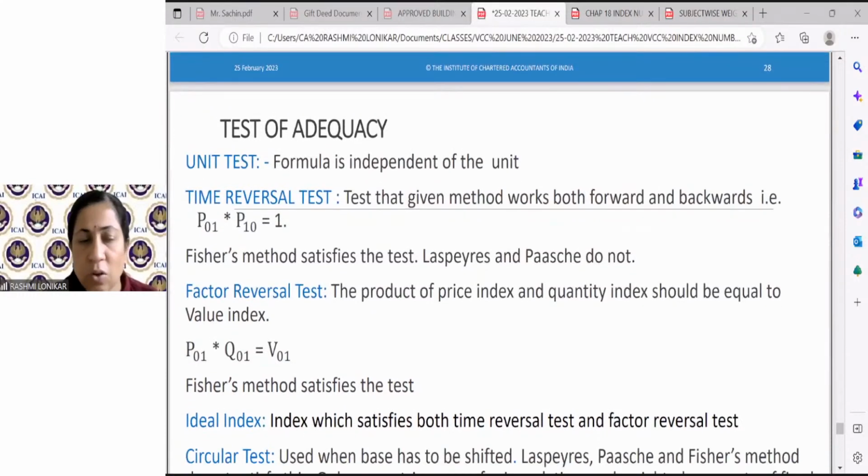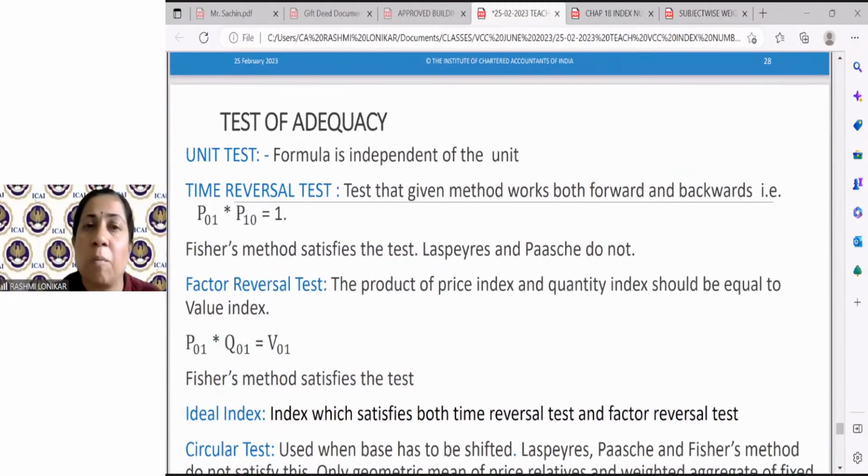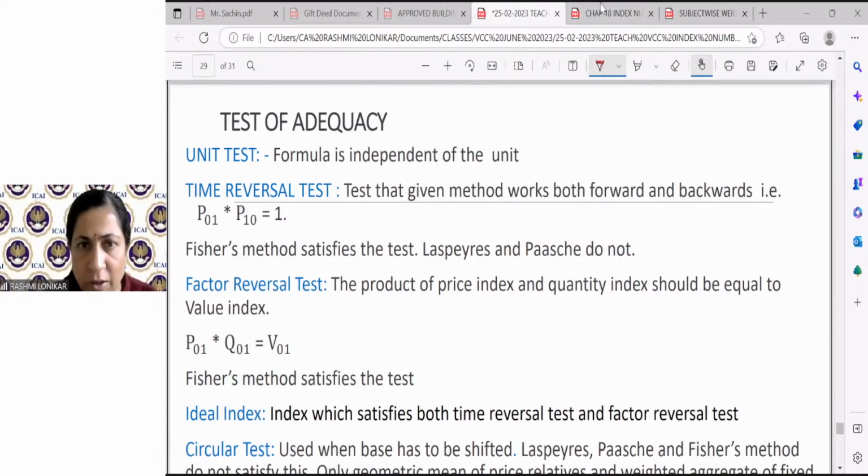So the first test we are talking about is the unit test. The formula is independent of the unit. Time reversal test means P01 into P10. If I calculate the price index when I change the base year, then the product should be equal to 1. That is, one should be the reciprocal of the other. So if I interchange the base year, then I should get a reciprocal. Very important here. This is a favorite theory question.